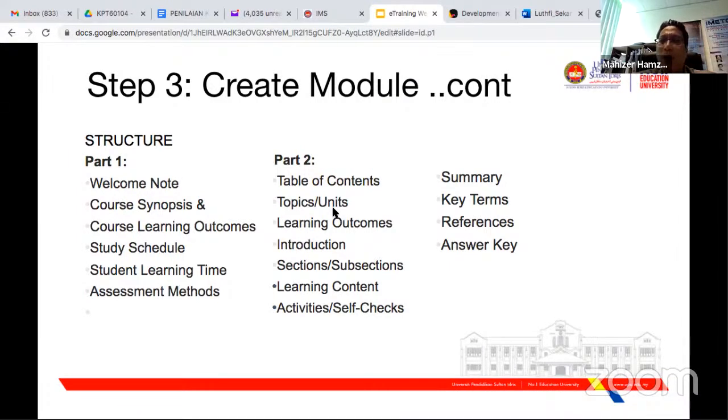Maybe they want unit 1, unit 2, unit 3, and then at the end you have the summary, key terms, references, and answer keys for the activities. This is the basic structure of a module, whether you are doing the PDF format or hard copy modules, or even an online module using a learning management system.